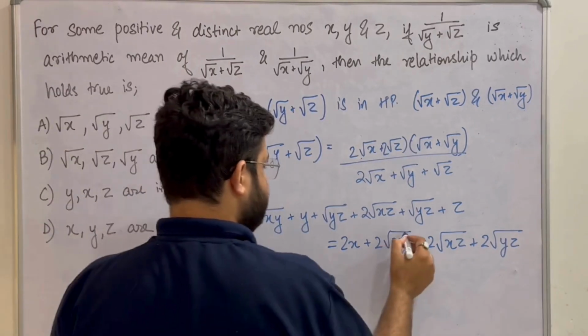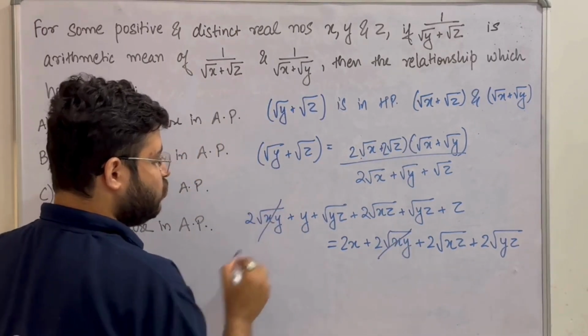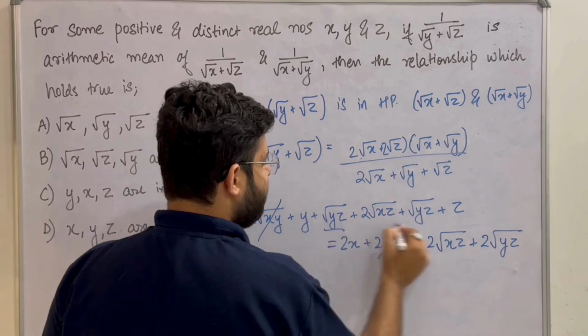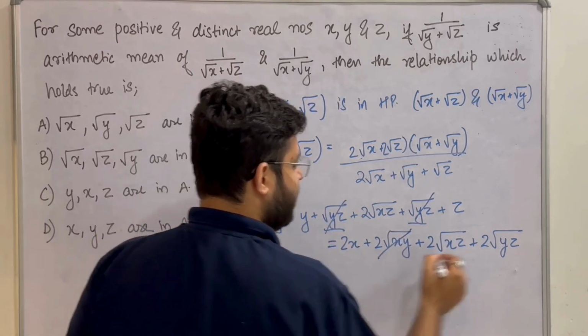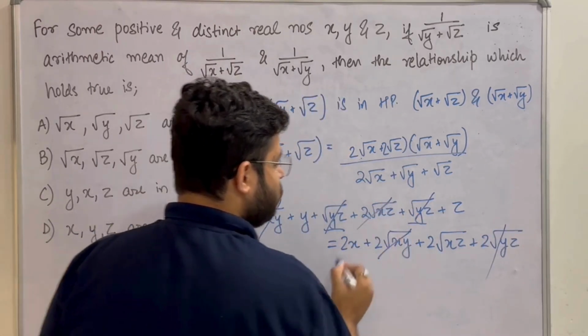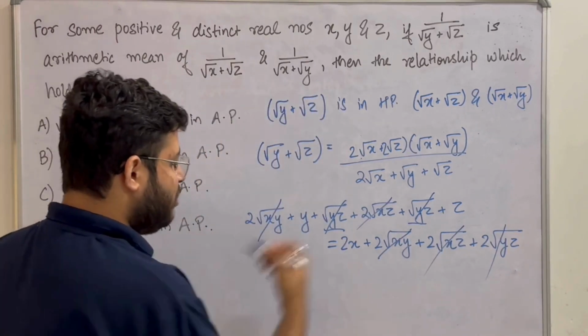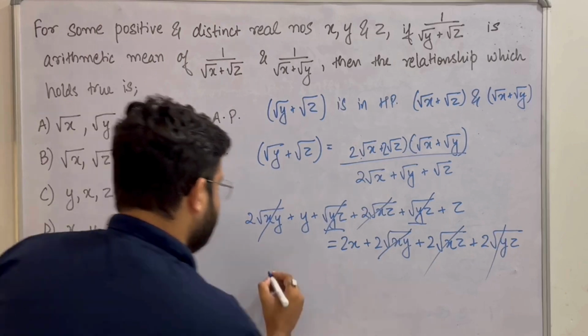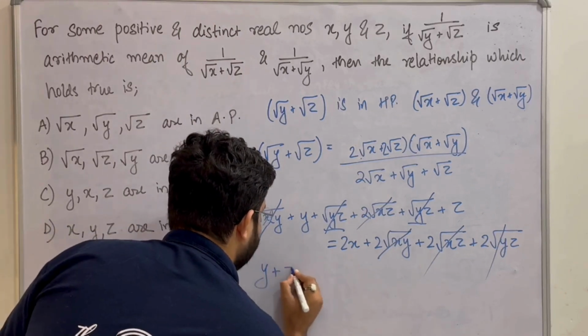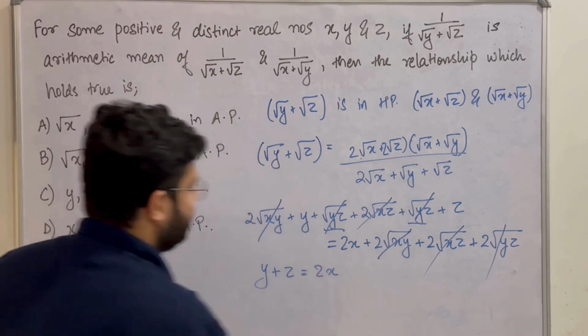Now over here, if you see, there is a 2xy, there is a 2xy, that goes. Here we have a yz, that is 2z, that also goes. Here we have a 2xz, that also goes. What are you ultimately left with? Ultimately you are left with y plus z on the left hand side and 2x on the right hand side.